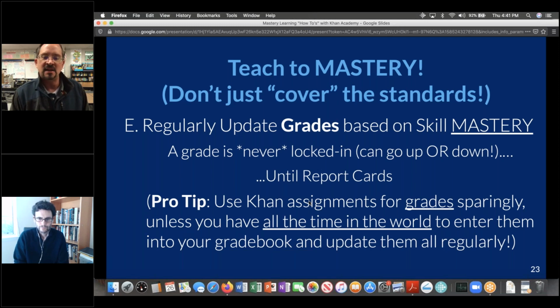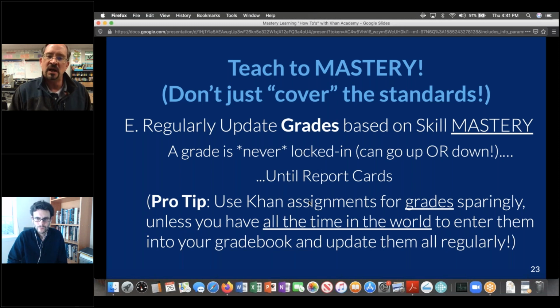So let's say they got a 67% on one of the assignments you give them. Is that locked in forever? What about growth mindset and mastery learning? What if they learn that skill later in the year and they redo the assignment and they get 100% on it? You're going to go back and change it? Well, I don't have time for all that. So I do use the assignments feature to signal to kids what I want them to work on.